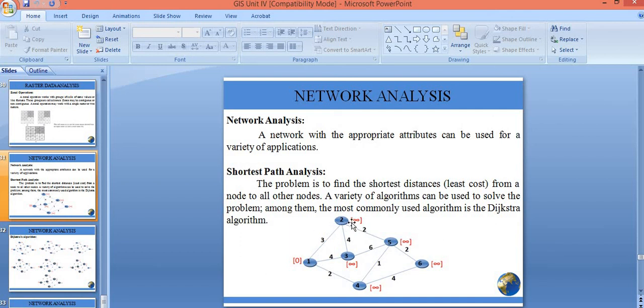For finding the shortest path, we have Dijkstra's algorithm. The concept of Dijkstra's algorithm is, initially you will be choosing the source node, and the shortest distance of the source node will be initialized as 0, and for all other nodes it will be initialized as infinity.